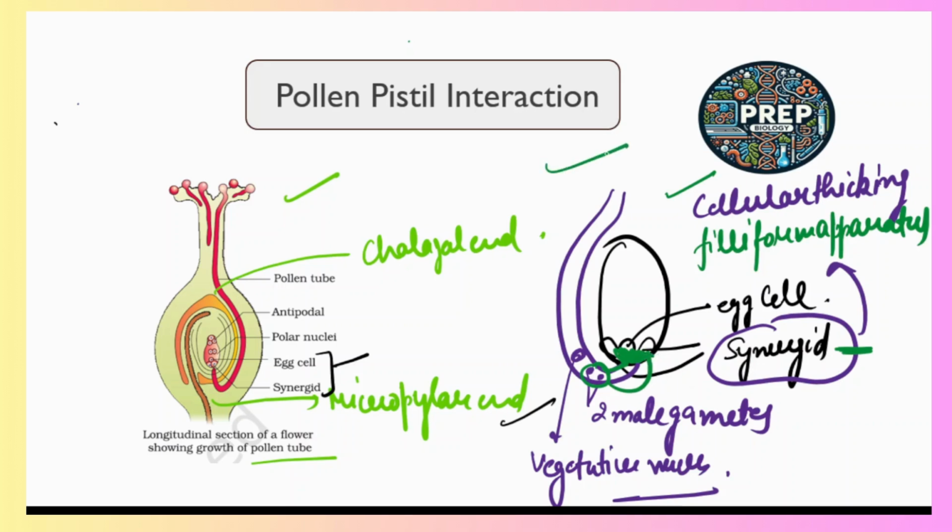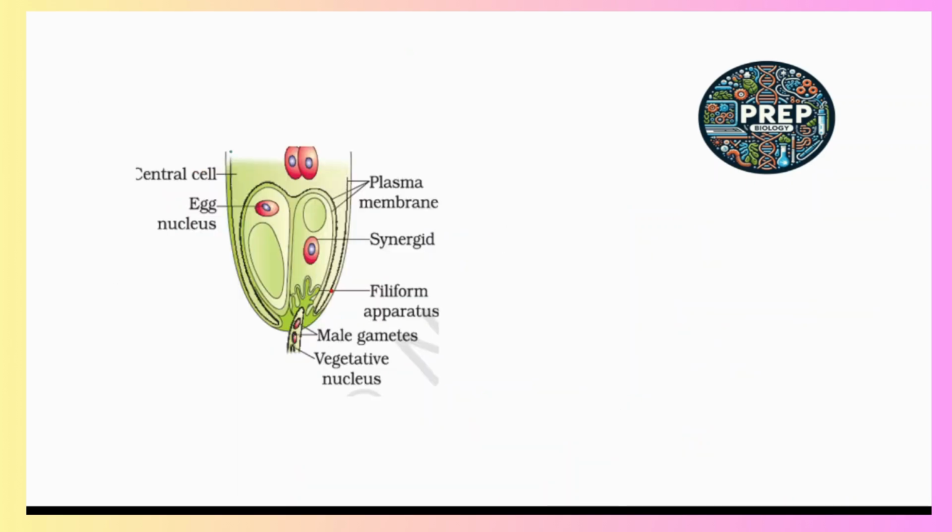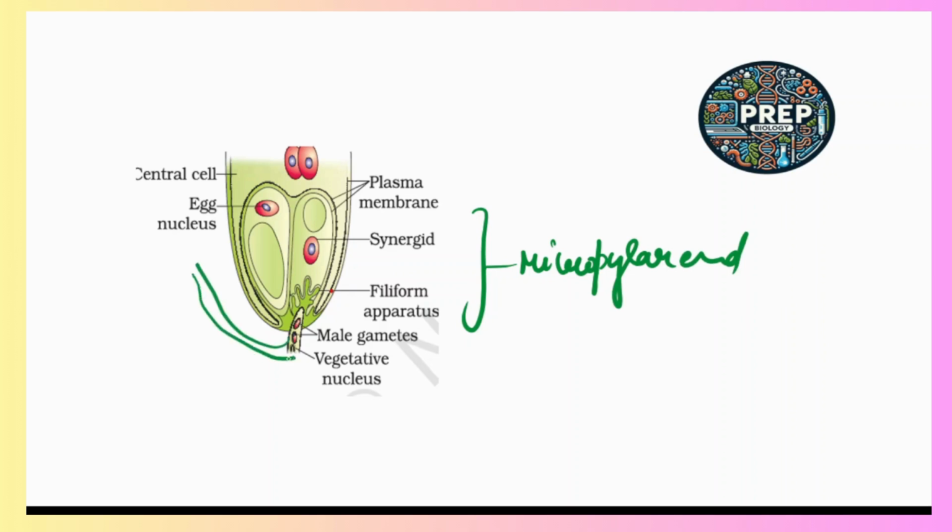This is very important. Look at this picture, this is the enlarged view of the micropylar end. This is the pollen tube, and the pollen tube contains the vegetative nucleus and two male gametes. These are the finger-like cellular thickenings, called the filiform apparatus. The filiform apparatus will guide the pollen tube and helps the two male gametes to enter into the synergid cells.